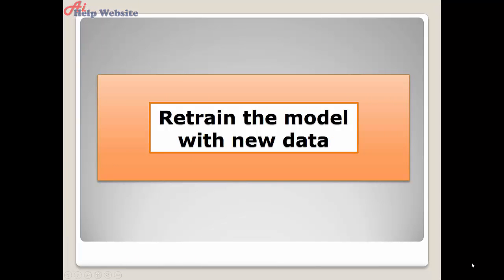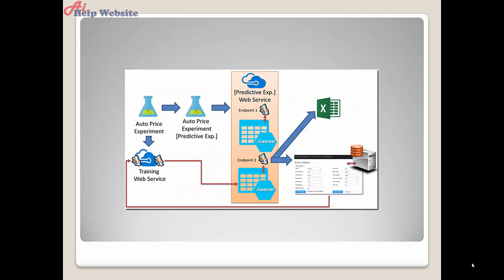We will now retrain the model with new data. This is where we're going. If we look at the first row, the top row, we currently have an auto price experiment where we created an auto price predictive experiment. We then created a predictive web service which currently has a single endpoint. Where we're going is that predictive experiment web service will have a second endpoint. This is the endpoint that the Excel application and the Angular application will then be pointed to.